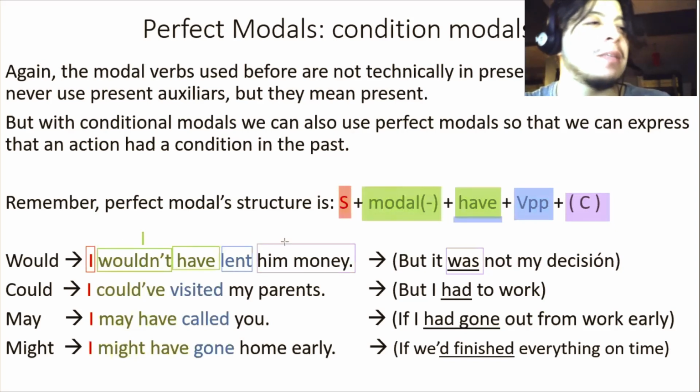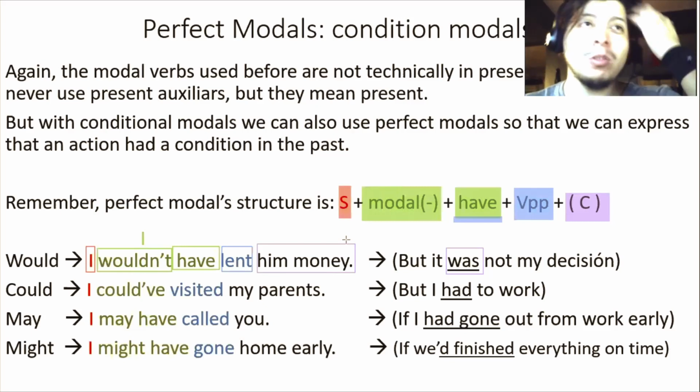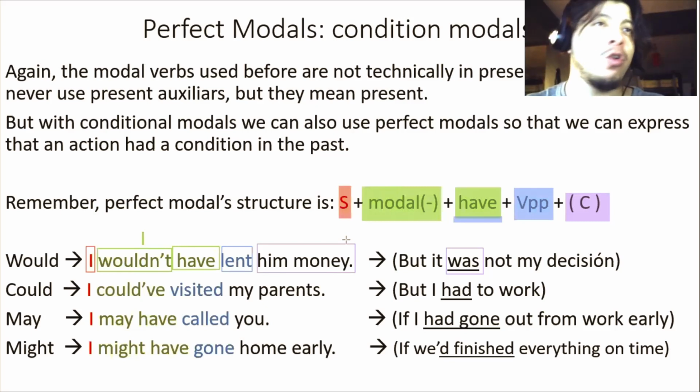Yo no le habría prestado dinero, pero no fue mi decisión. Yo no le habría prestado dinero ayer, antier, hace un año, cuando tú le prestaste dinero. Tú le prestaste dinero, yo no lo habría hecho. Pero esto es en el pasado. Yo no lo habría hecho, no, yo no lo haría. ¿Ok? Yo no lo haría, está en presente.